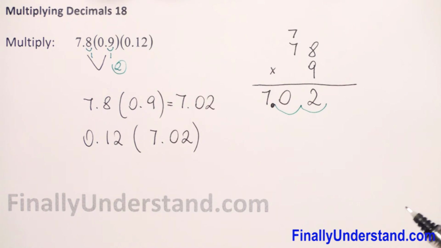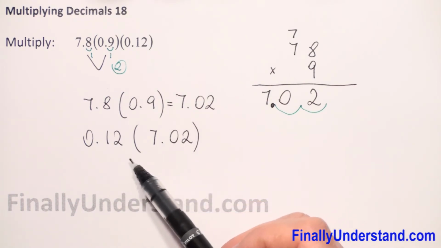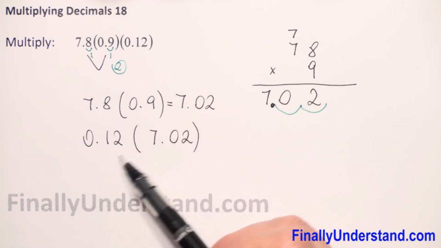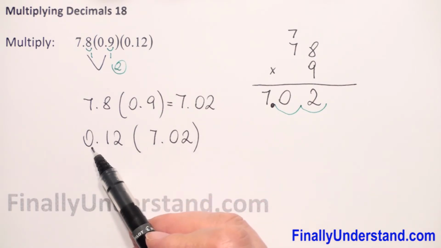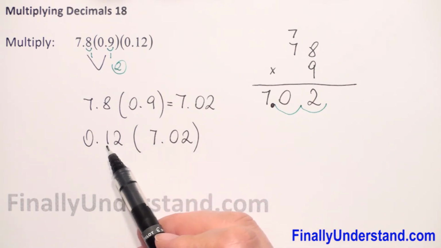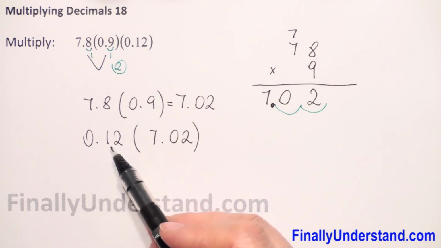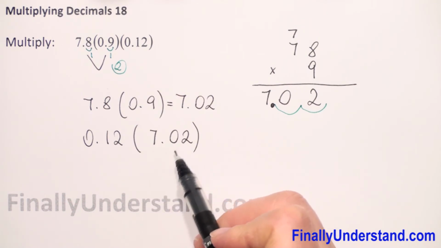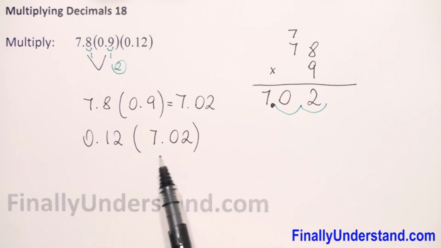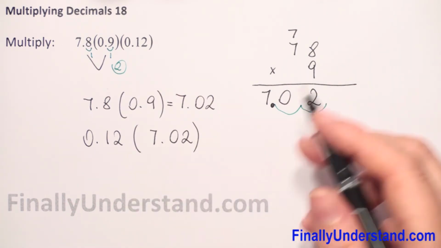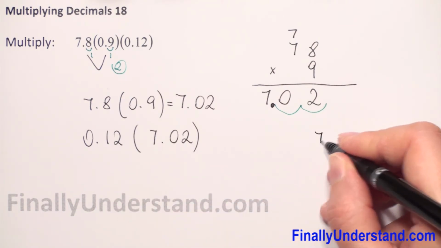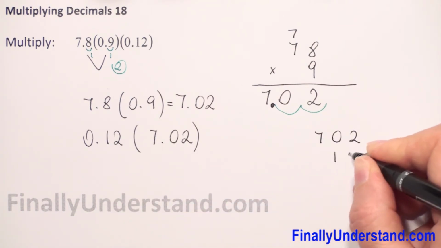So first we forget about decimal points and we just multiply these 2 whole numbers. And always when we have 0 before the first digits in our number, we can forget about the 0. So we just multiply 12 times 702. And I always write the greater number on the top. 700 is greater than 12. So we have 702 multiplied by 12.